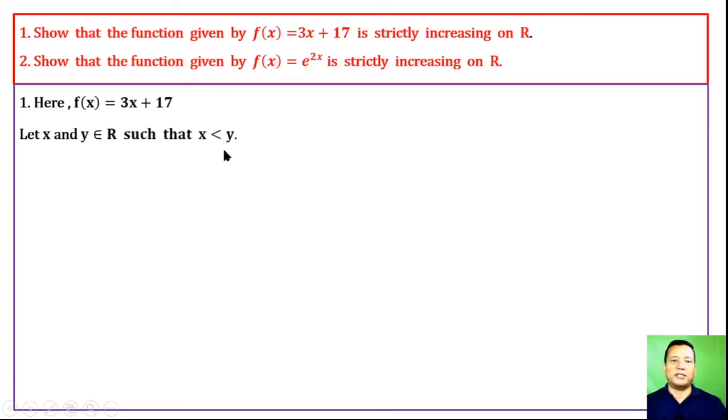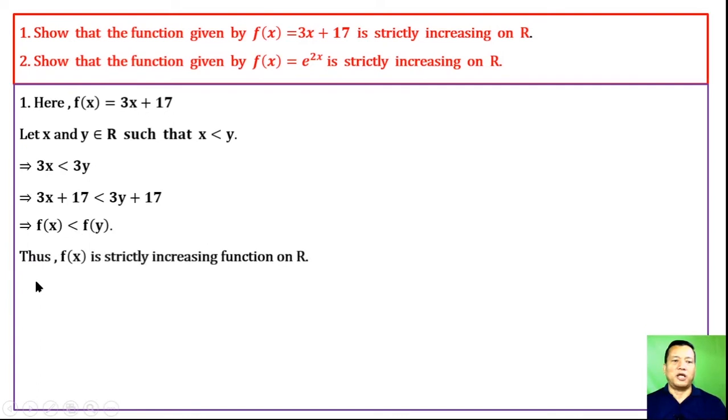such that x is less than y. Then multiplying both sides by 3, the inequality remains unchanged. Adding 17 to both terms, we get this, which is what? This is the value of f of x. This is also the value of f of y. Thus x is less than y implies f of x is less than f of y. There is no equal to sign in both. Thus f of x is a strictly increasing function on R.